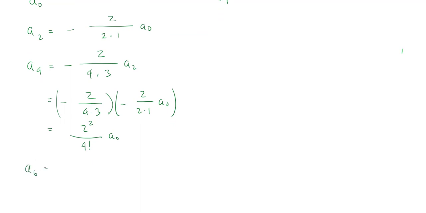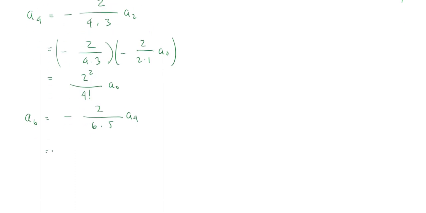My A sub 6, I do negative 2 over, I copy the 6, I write 1 less, so 6 times 5, and then I have A4. A4 we have up above. So this is negative 2 over 6 times 5 times 2 squared over 4 factorial A naught. Okay, the negative is going to live this time. And now instead of two 2's, I have three 2's. I have 6 times 5 times 4 factorial. That's just the same as 6 factorial A naught.